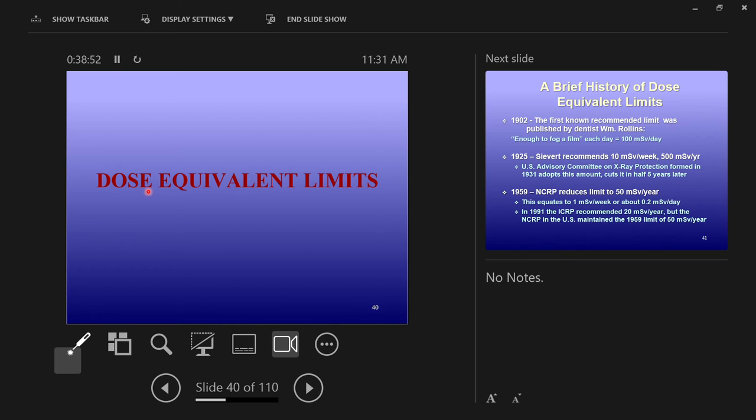For X-rays, it's easy. The radiation weighting factor for X-rays is just 1, right? So the dose equals the dose equivalent, okay, for X-rays. And we are exposed to X-rays, so good. So we're going to report these units, dose equivalent limits, in units of sieverts, or millisieverts or microsieverts.